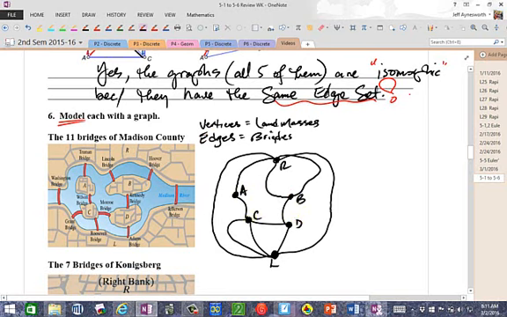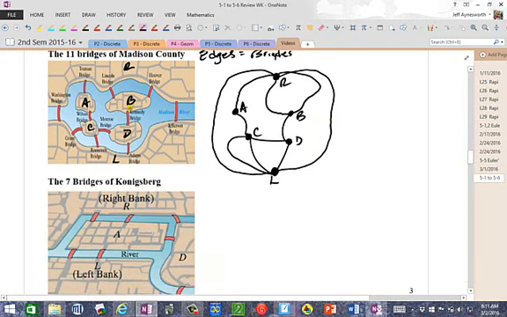All right, left bank, right bank, island A, B, C, and D. So land masses here represent the vertices, and the edges represent bridges. This could be a graph which models this Madison County right here. All right, and we can talk about if it's possible to go from landmass to landmass, crossing only a bridge exactly once, by looking at the degrees.